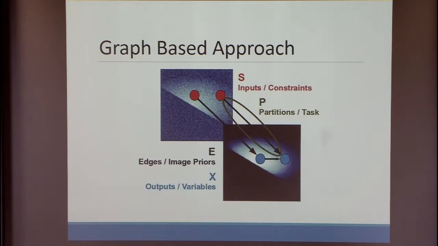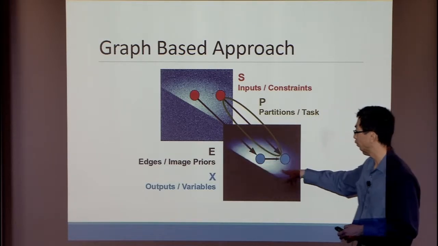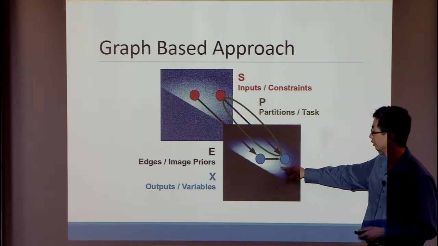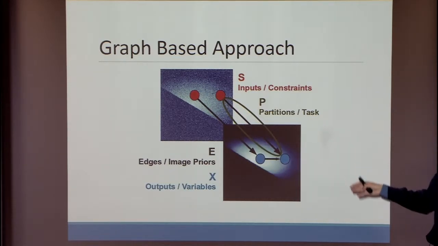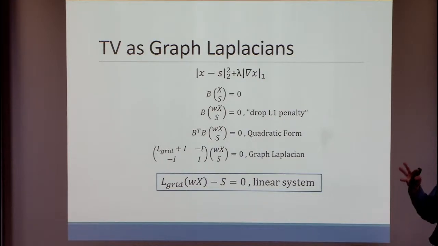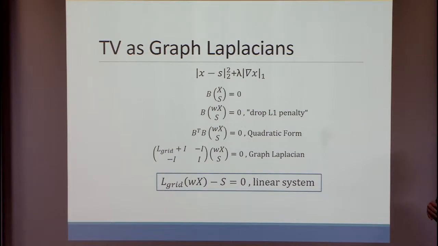The graph-based approach we are talking about today is this: given some vertices that represent a noisy signal, we want to recover the signal that represents the denoised signal, and we have a bunch of edges that run around, and at the end of the day we want to minimize some function over the graph. Okay, so let's take the TV model and see how it's rewritten as a graph Laplacian problem.